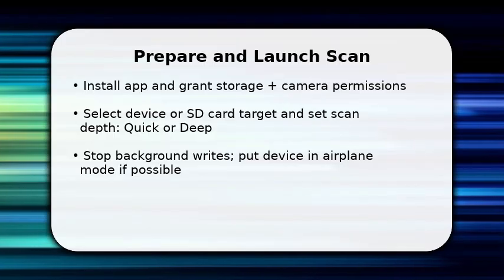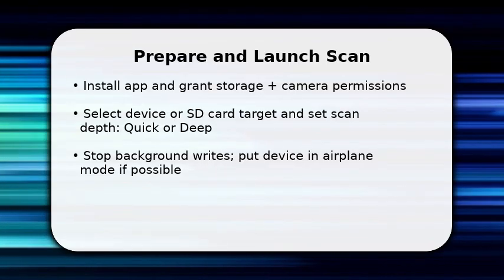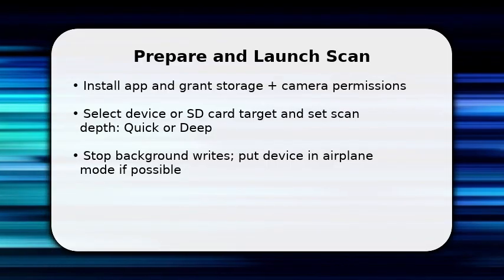You start by granting the app storage and camera permissions so it can read file tables and preview images. Once done, pick the exact target, internal storage or SD card, and choose Quick for speed or Deep to search fragmented data. Make sure to stop background writes, put the device in airplane mode, and close other apps to avoid overwriting recoverable blocks. This prevents further damage and increases success rate.